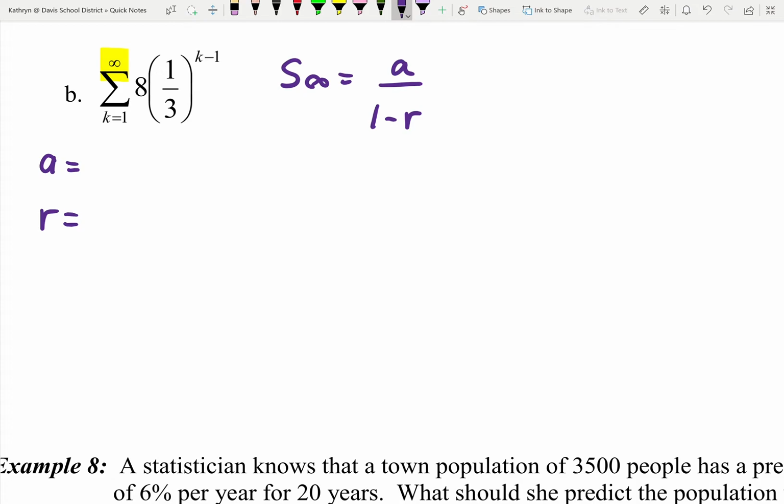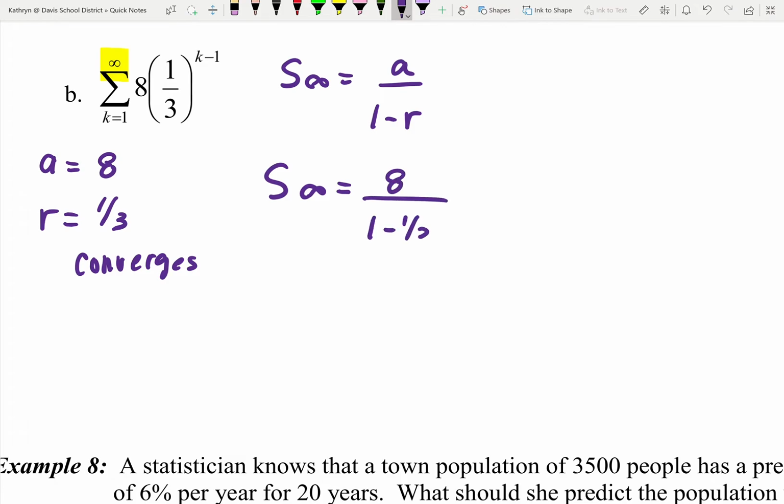Now, I can look at that formula and I know what a is and what r is. Do you guys know now? What's a? 8. And what's your ratio? 1/3. Okay. The ratio is less than 1. 1/3 is less than 1. So I know that this converges. So the sum of an infinite series is a, which is 8, over 1 minus 1/3. Put parentheses around the 1/3 and let's just put it right into our calculator. So we're going to go 8 divided by parentheses, 1 minus 1 divided by 3, close it, enter. I get a 12 and I'm done.